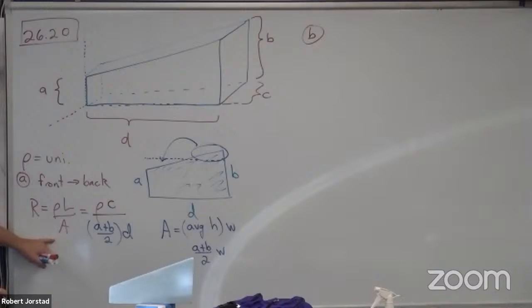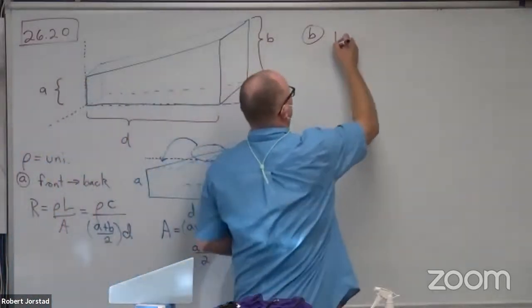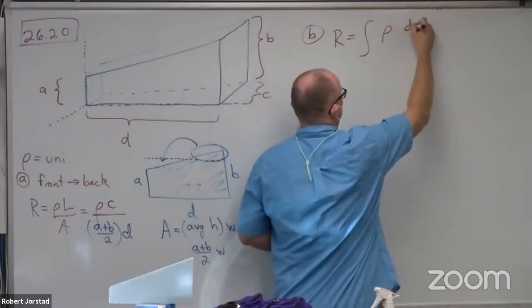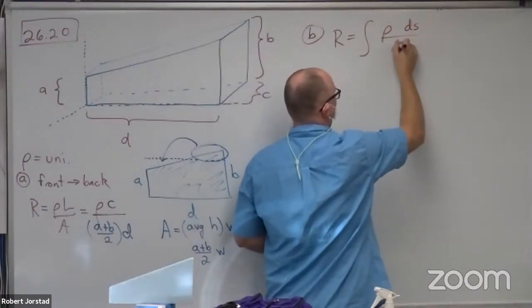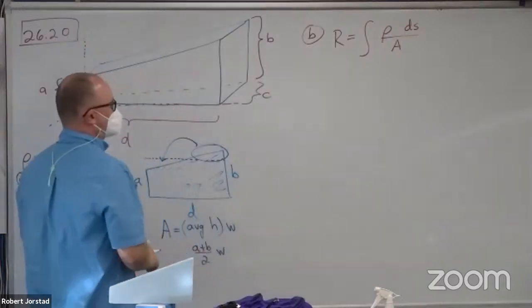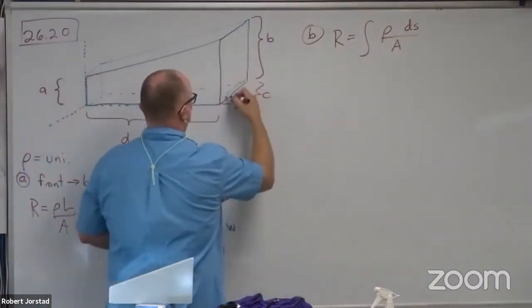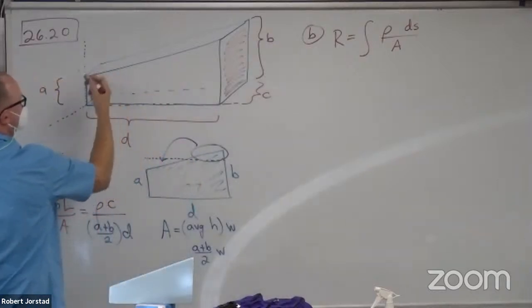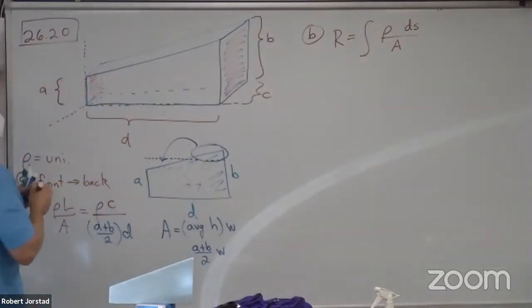Okay, so part B. Am I gonna have to use calculus? What do you think? Yeah, you can. Otherwise I wouldn't be doing it right. So R is equal to the integral of rho ds over the area. We're going left to right. So to be clear, we're going from this space here and this space here, right? Which way is current flowing? Some way like this.